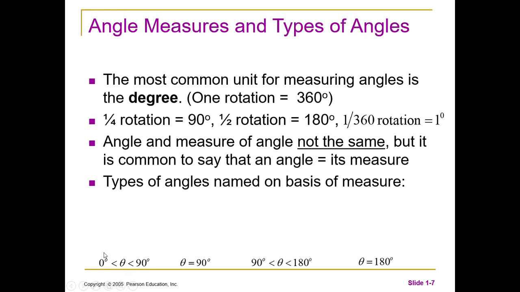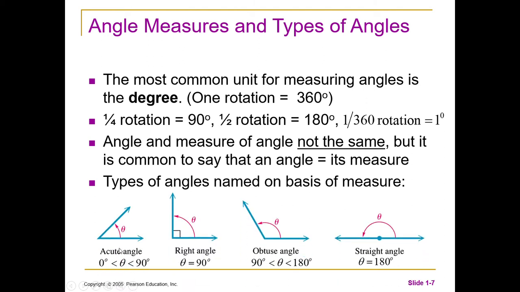So, this one: 0 degrees less than theta, and theta less than 90 degrees, is an acute angle. Remember, if the value of theta is greater than 0 degrees and less than 90 degrees, it is an acute angle.